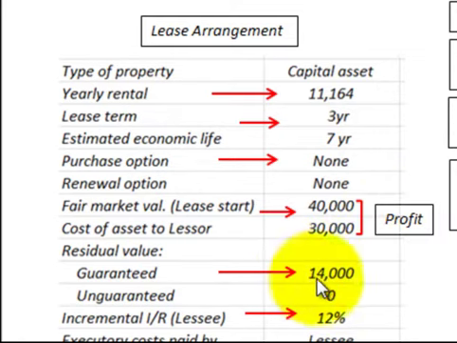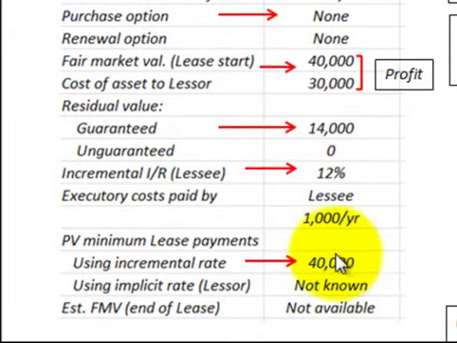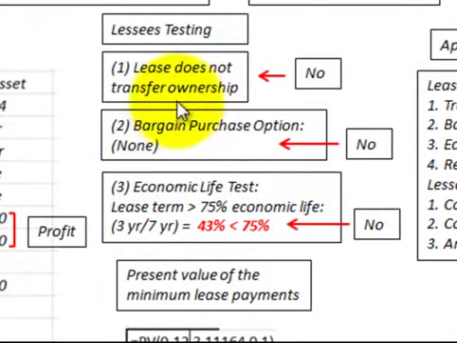And next, for our residual values, we have a guaranteed residual value of $14,000, and then the incremental borrowing rate, or interest rate, for the lessee is 12%. And then the present value of the minimum lease payments. We're going to determine that the present value of those minimum lease payments is $40,000, based on using the incremental borrowing rate of the lessee. So now let's go up and look at the lessee testing that we'd have to do.